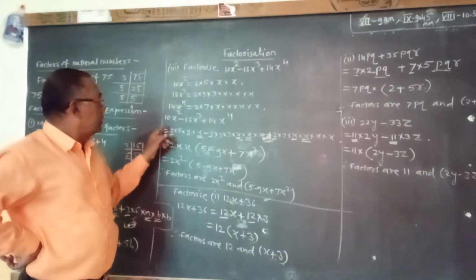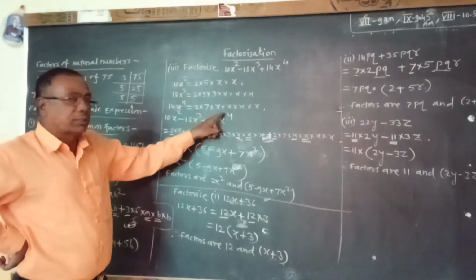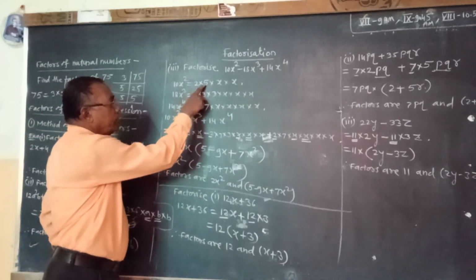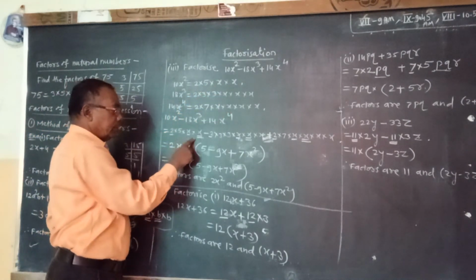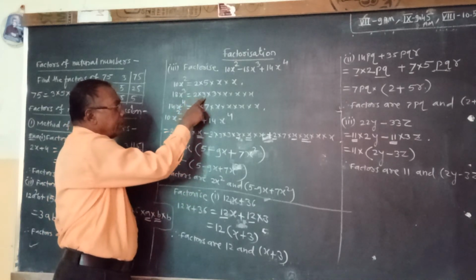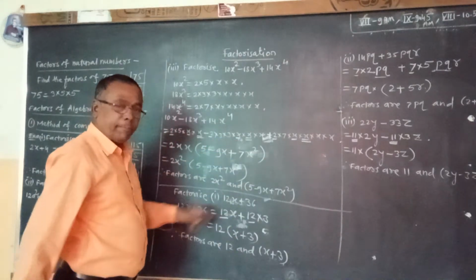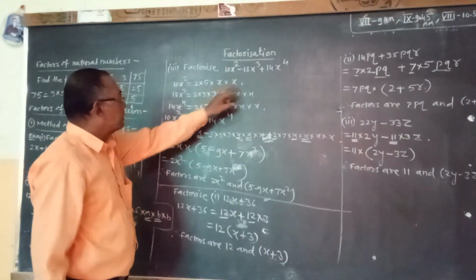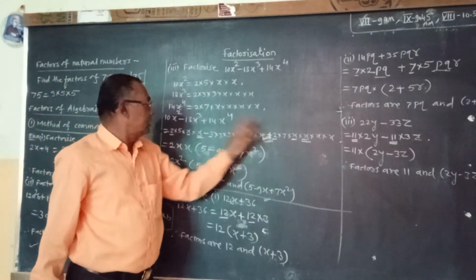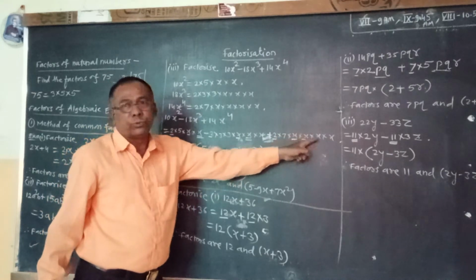And now 10x square minus 18x cube plus 14x raised to 4 can be written as 2 into 5 into x into x, minus 18x cube, that is 2 into 3 into 3 into x into x into x, plus 14x raised to 4, which can be written as 2 into 7 into x into x into x into x.